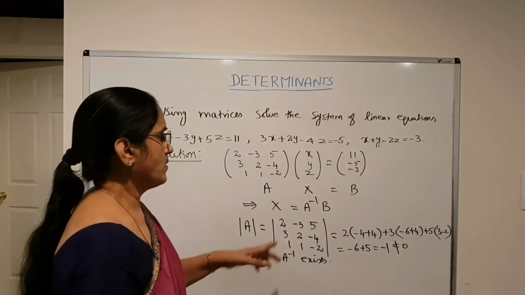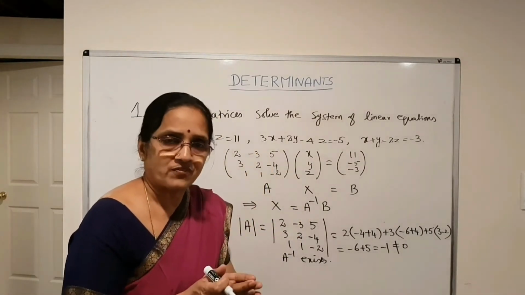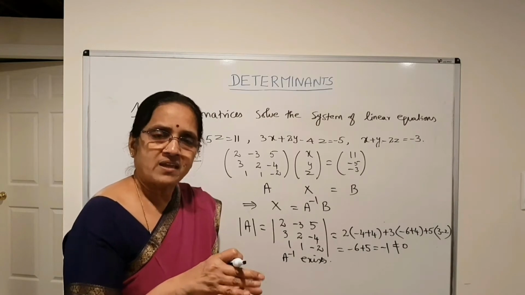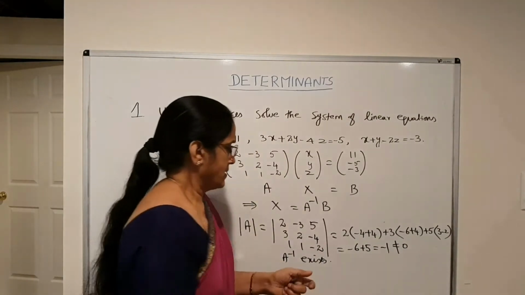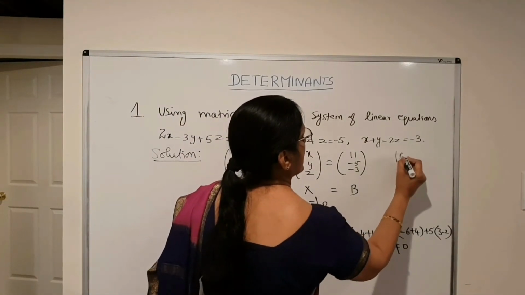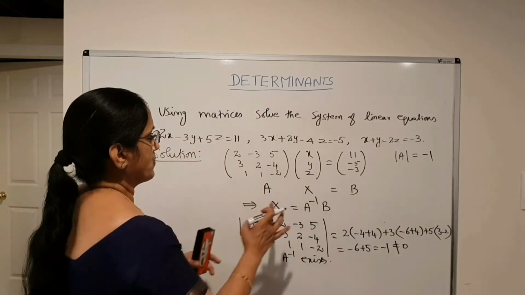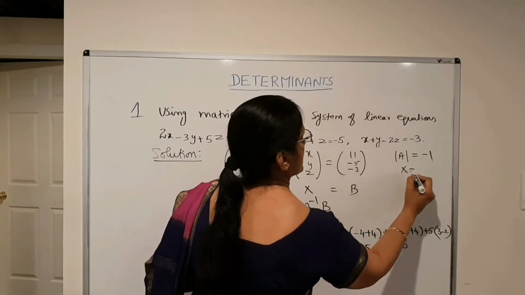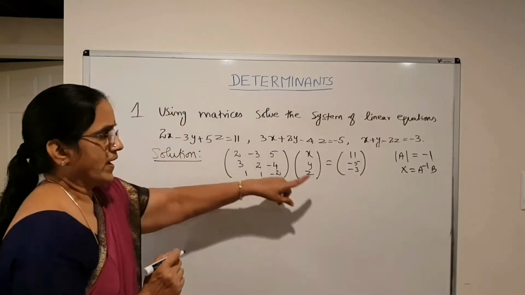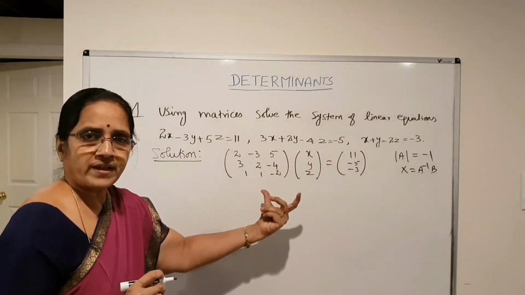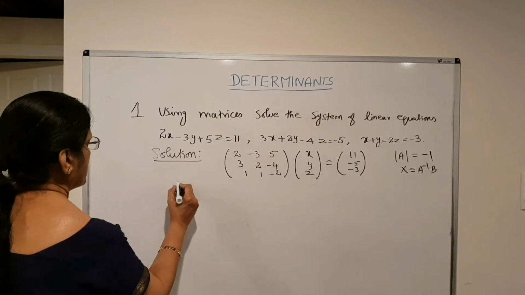Now my aim is to find out A inverse. In order to find out A inverse, I need to find out adjoint of A. To find out adjoint of A, I need to find out the cofactor matrix. So let us go step by step. Let me write here determinant A value, I got it as minus 1. And then also X is equal to A inverse B. Now, to find out the adjoint of A, I need to find out the cofactors. Normally, I find out the minors first, then the cofactors. So, let me find out the minors first.